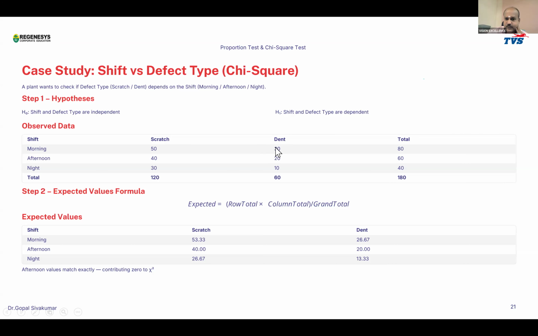For morning shift dent, what is the row total? 80. 30 into 80, divided by the grand total. Row total is 80, column total is 60, grand total is 180. If you do this, you will get 26.67. Now, can one of you explain how this 13.33 is calculated?